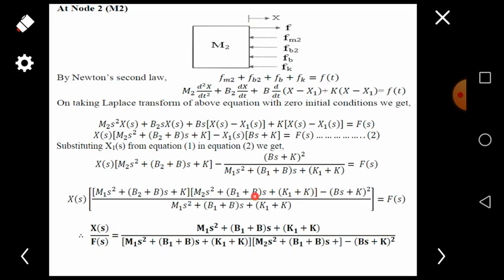After that, we are getting the transfer function as X(s) divided by F(s) equal to (m1 s square plus (b1 plus b) s plus (k1 plus k)) divided by (m1 s square plus (b1 plus b)s plus k1 plus k) times (m2 s square plus (b2 plus b)s plus k) minus (bs plus k) the whole square. From this we are finding the value for the transfer function.